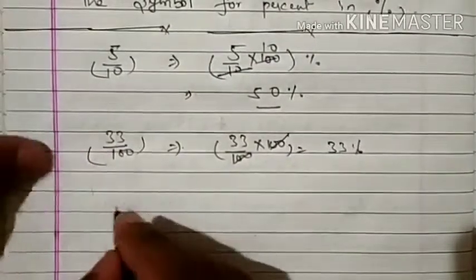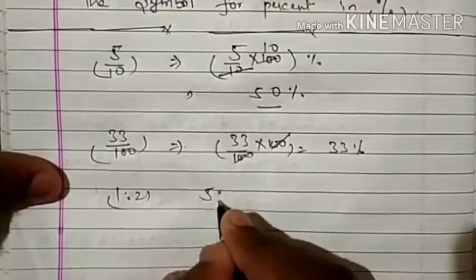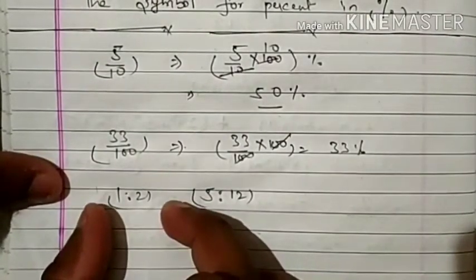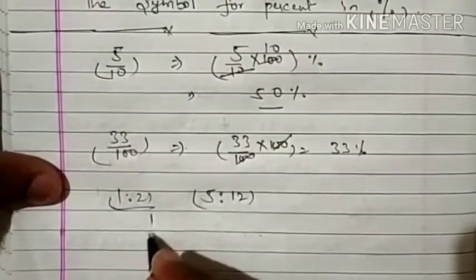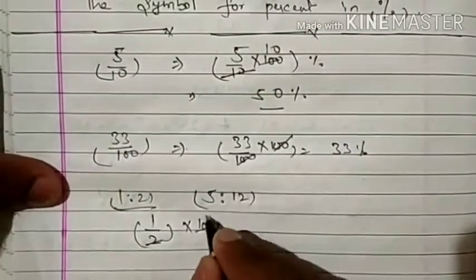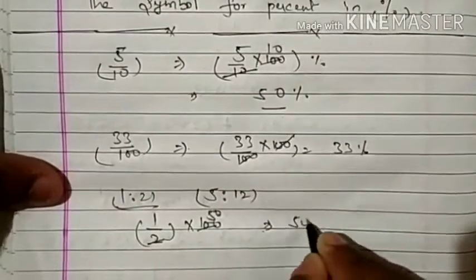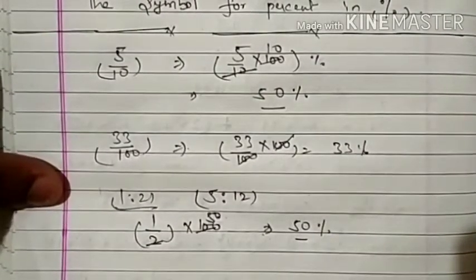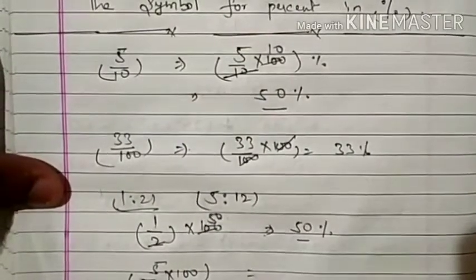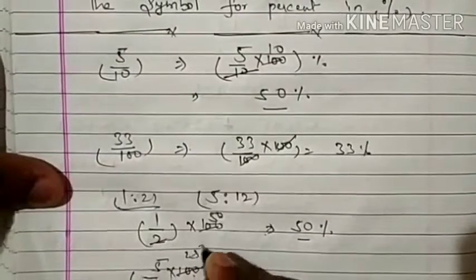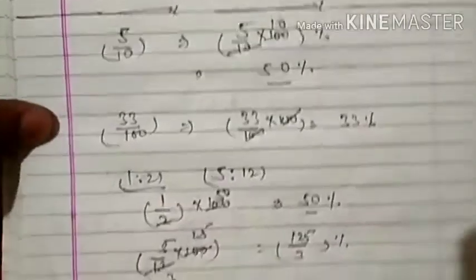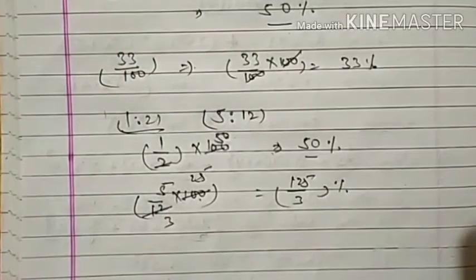Similarly, we can convert a ratio, 1:2, 5:12. Anything can be converted into percentage. As you know, ratio is just a form of fraction. So 1:2 can be written as 1/2, and to convert this into percentage, we have to multiply it with 100. 2 will divide 100, 50 times 1 is 50, and the sign will be of percentage. 5 by 12, we can write 5 by 12 into 100, and 12 will divide 100, that is 4 into 25. 4 3 is 12, 25 5 is 125 by 3 percentage, or simply we can simplify it as a mixed fraction.